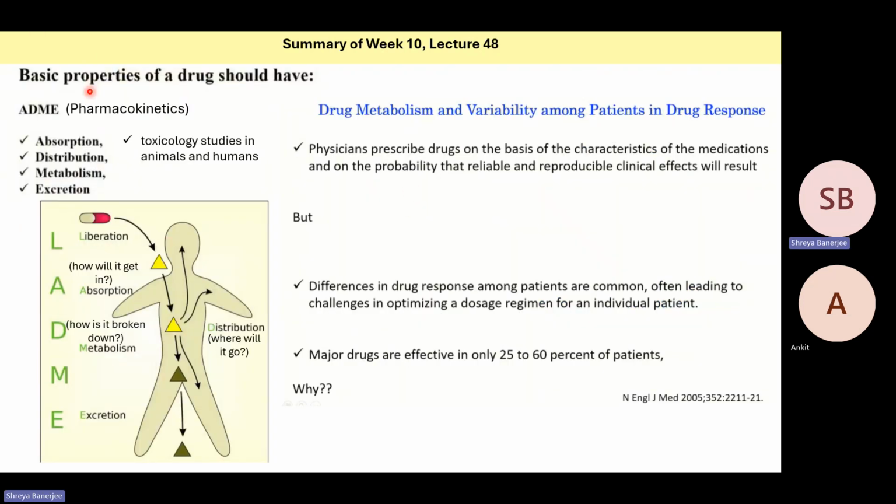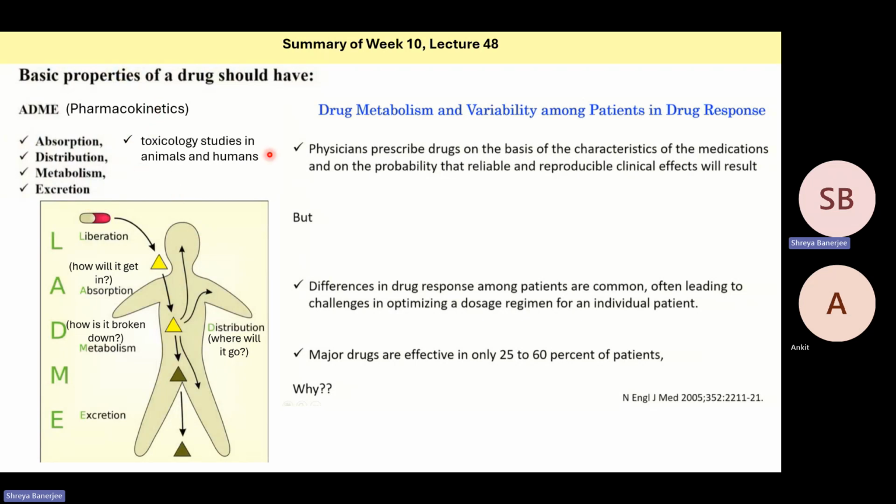Now, that is all about the basic process of drug discovery. But when this process is done, what are the basic properties that a drug should have? That is the pharmacokinetics of a drug. Firstly, a drug should be able to be absorbed properly. After absorption, it should be distributed properly in the body so that it reaches the place where it needs to go and act. Then the drug should be metabolized, because only when it is metabolized can it have its activity. And finally, the side products of the drug must be excreted from the body properly. This is known as ADME: absorption, distribution, metabolism, excretion.